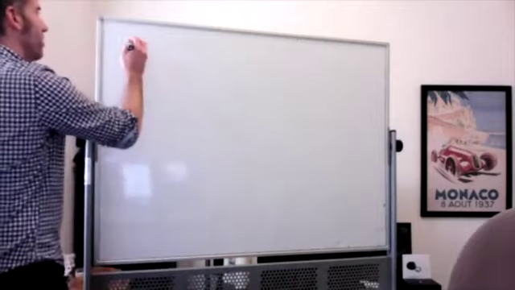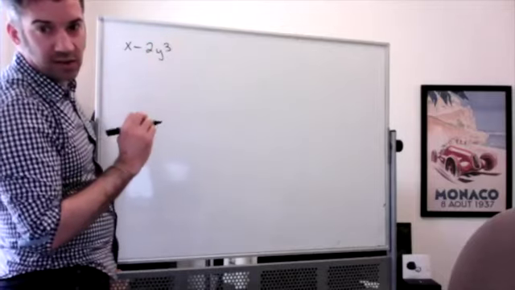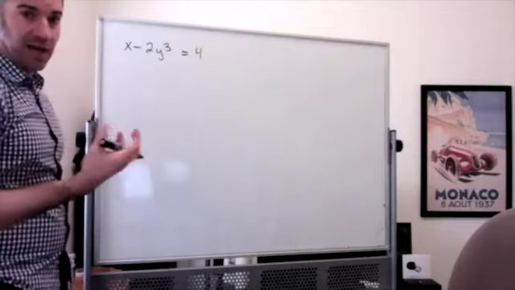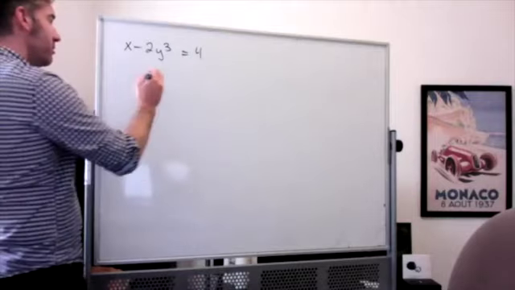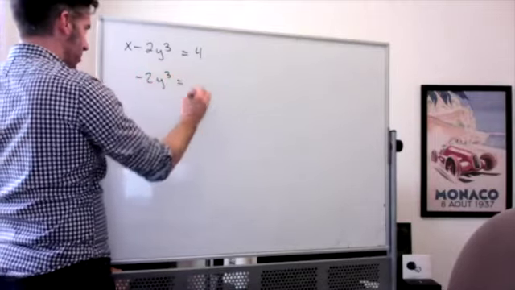So here's another one. A lot of these are similar to the ones I just gave. Some of them are different. So x minus 2y cubed equal to 4. Again, our job here is to try to solve for y. In this case, we totally can. I'm going to subtract x, so negative 2y cubed equals 4 minus x.